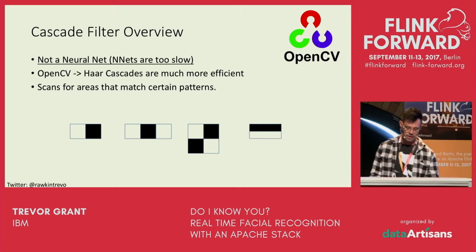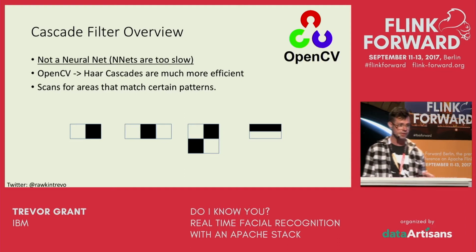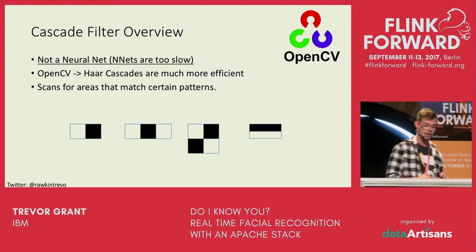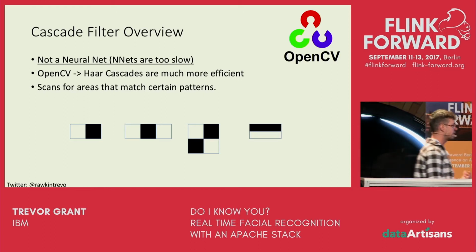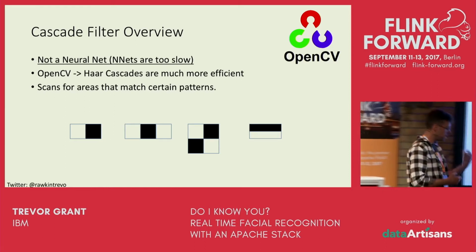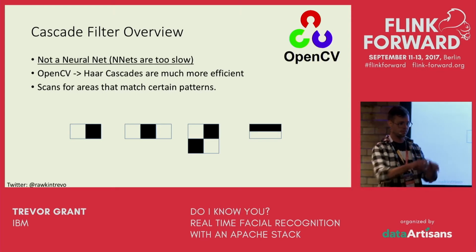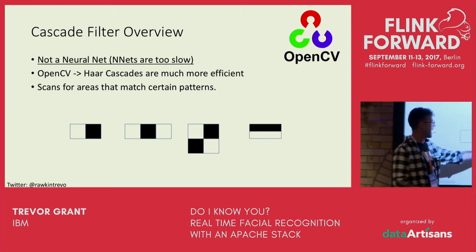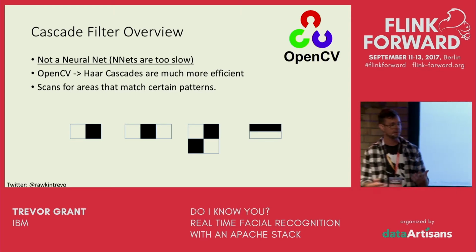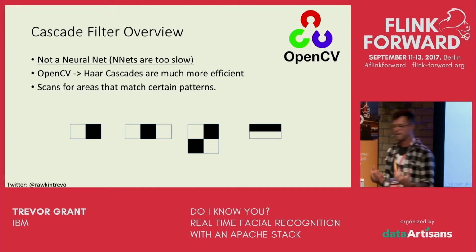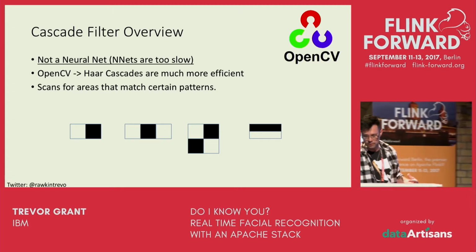So we use something called OpenCV, which is Open Computer Vision. It's a really cool library I recommend checking out. And they use something called a cascade filter. The way a cascade filter works is it looks at rectangles and looks for patterns of dark and light rectangles, and in that way can pick out where a face is.